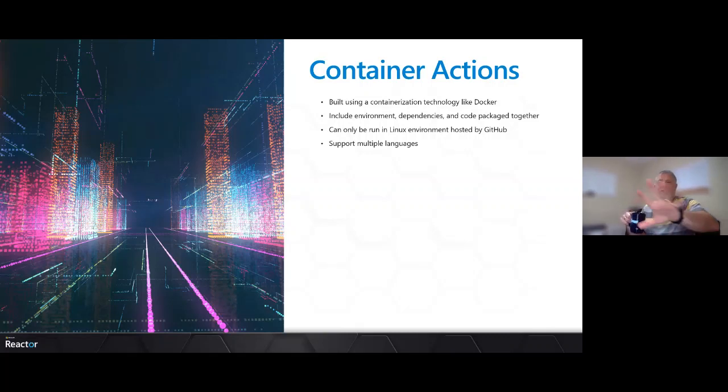And we'll touch briefly upon our ability to specify different runners for our actions and for our jobs, including the ability to do your own runners. But if you're going to go the container action route, then it has to be executed in a Linux environment hosted by GitHub. But it does support multiple languages, right? With containers, because you're packaging everything up together, it's self-contained. It supports .NET, Node, PHP, Python, C#, Java.